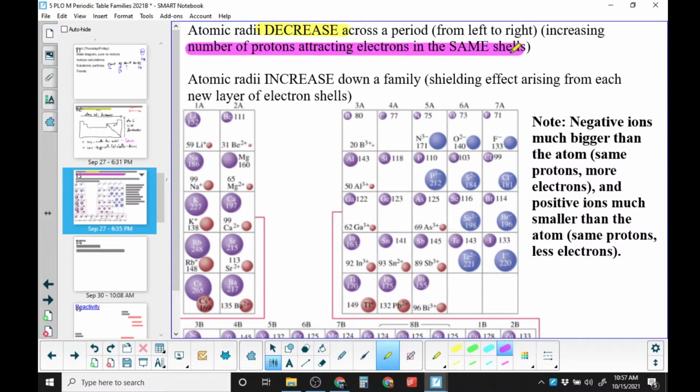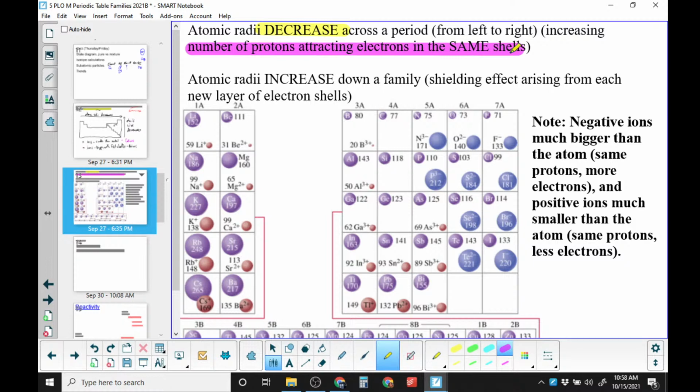As we're going across, what's the number of protons here? Right, lithium, 3. What's the number of protons here? 4. So we're increasing the attraction to those electrons, so they're pulling them in more and more.